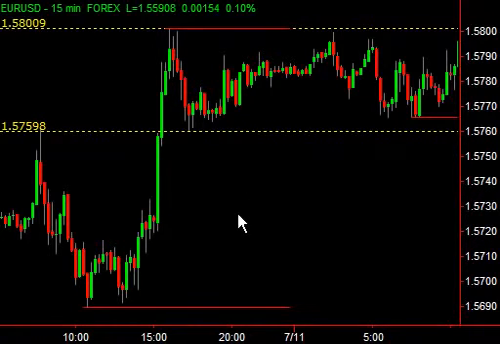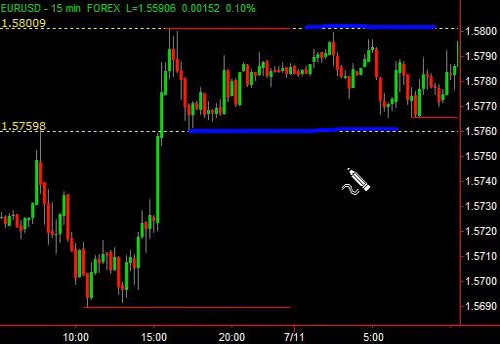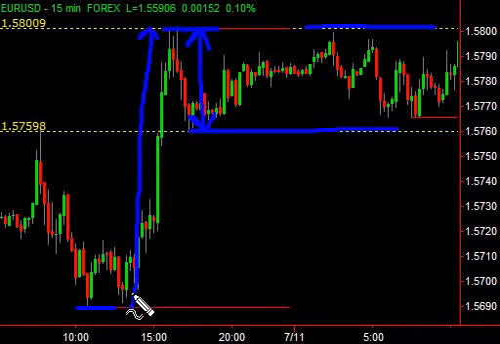The next thing that I want to note with the range is: is this range at an ideal location? What I'm looking for is for this range to be at the high end of the previous day's high-low range. So these solid red lines, these are the previous day's highs and lows. What I can see is that this high-low range is at the top portion, the top third portion basically, of the previous day's high-low range. That's an ideal location that I'm looking for.